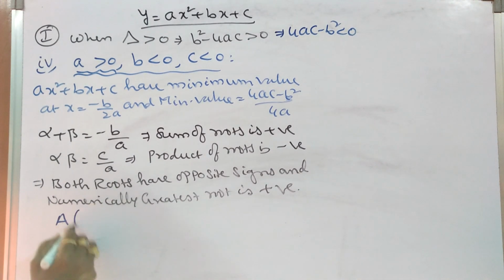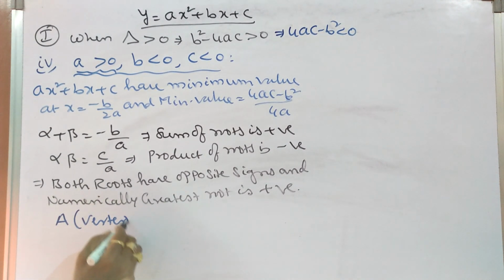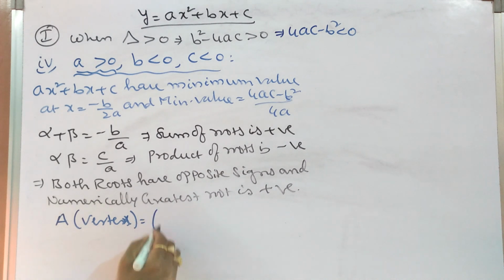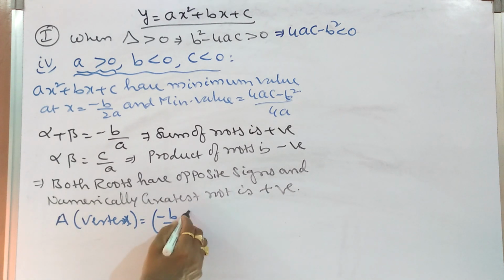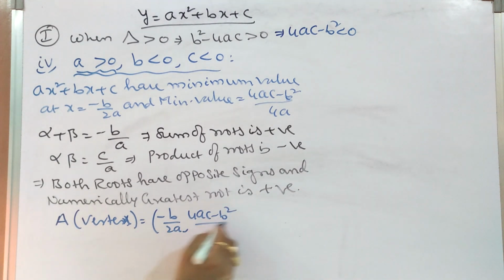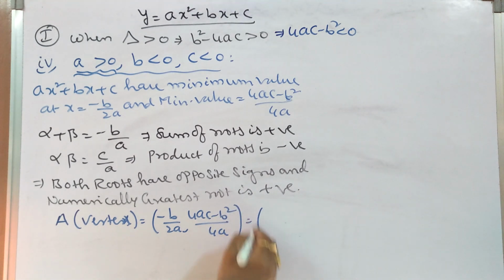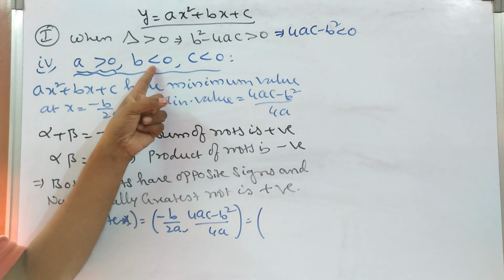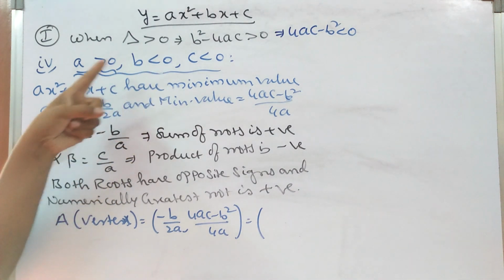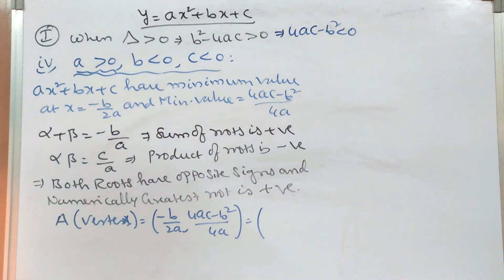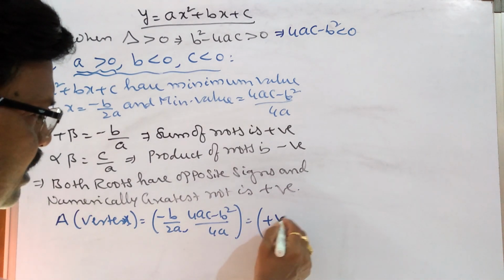A is the vertex. A is equal to minus b by 2a, 4ac minus b square by 4a. Let us see how it will be. This is equal to minus b by 2a. Minus b by 2a means b less than 0, that means negative. Negative by positive, negative. Negative into negative, positive. That means x coordinate is positive.